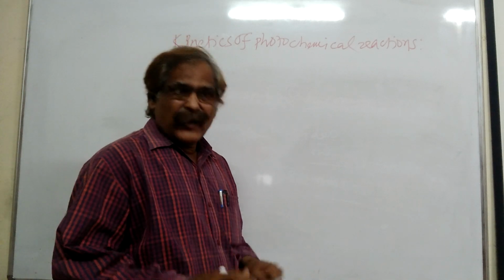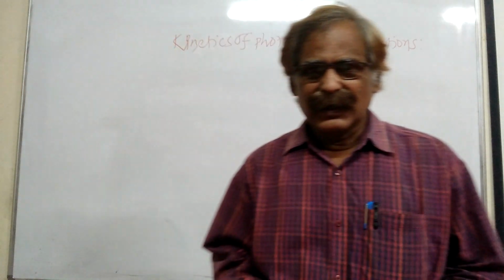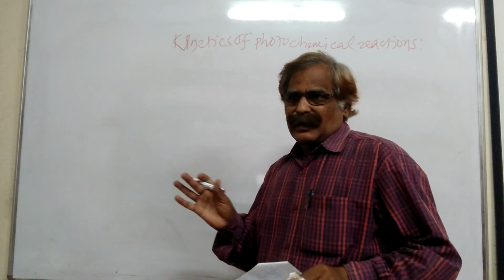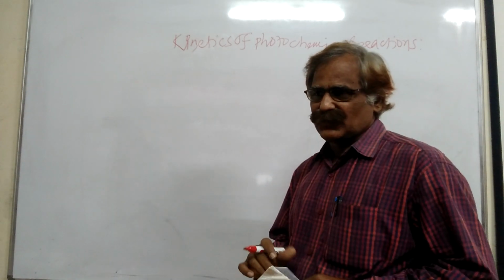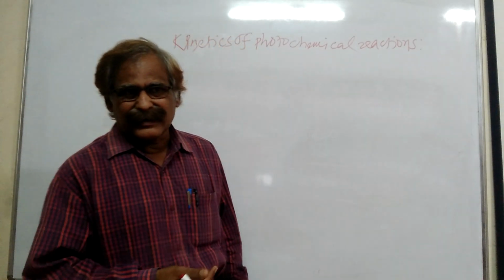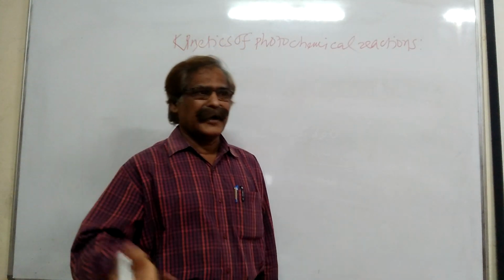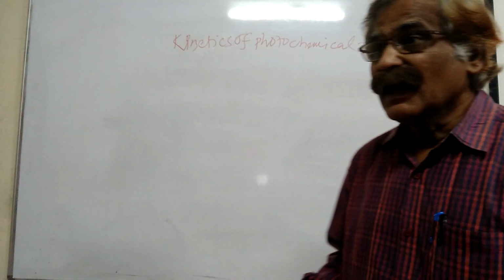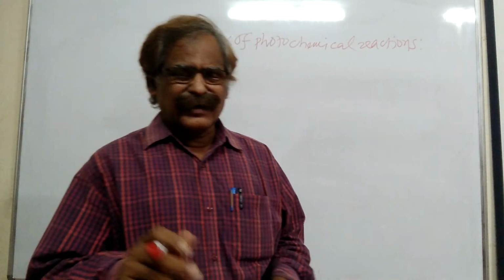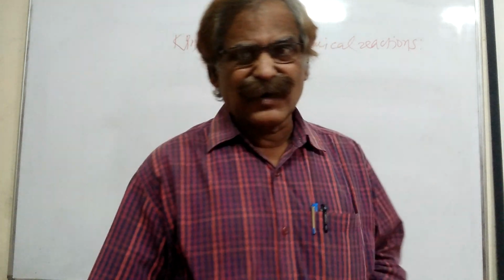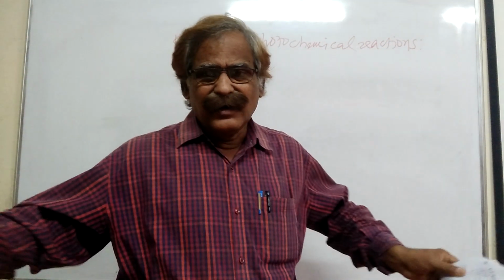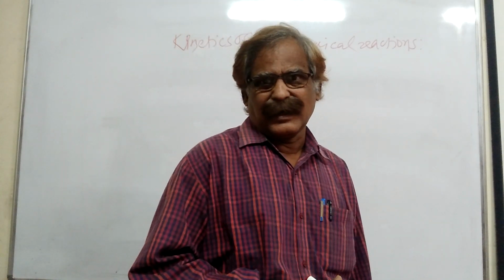Therefore, whenever we want to determine the rate law for any photochemical reaction, we have to derive an expression for the rate of that reaction in such a way that the final relation involves the relationship between the rate of that chemical reaction and the intensity of the light absorbed. In some cases we have to establish a relation between the rate of the photochemical reaction and the quantum yield.